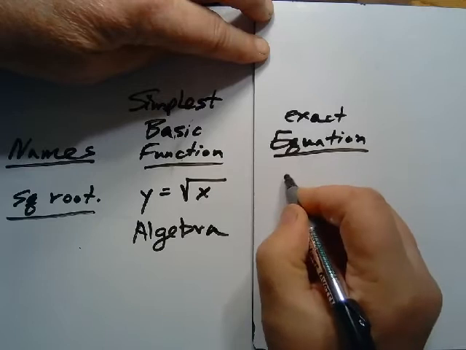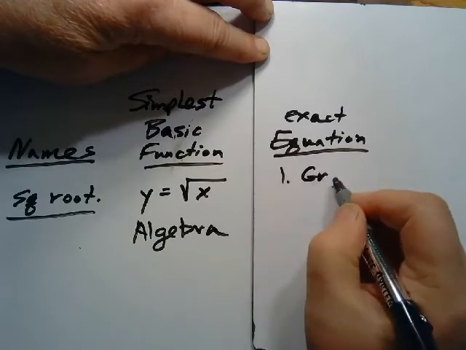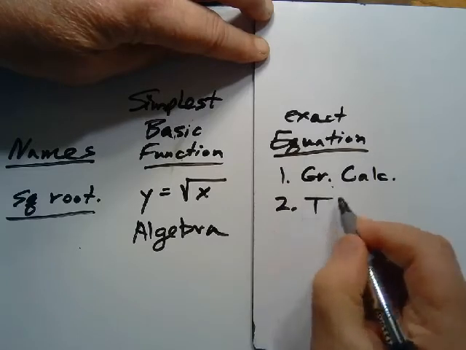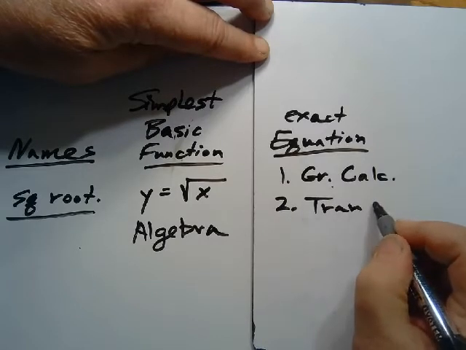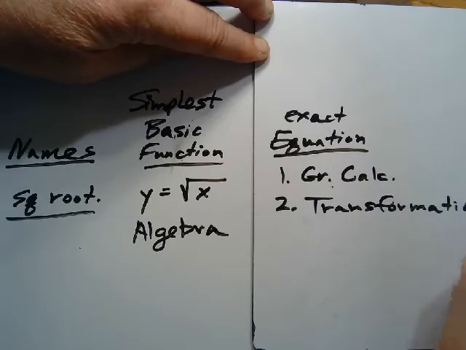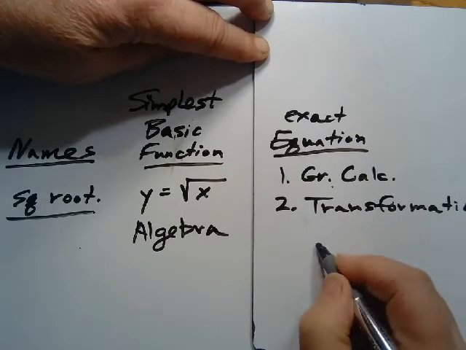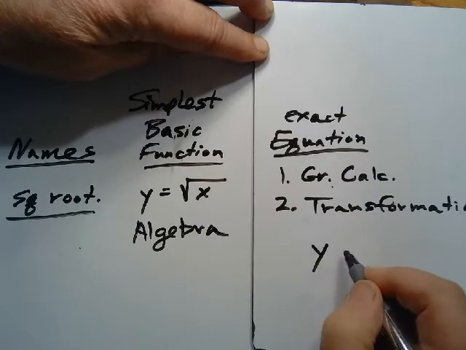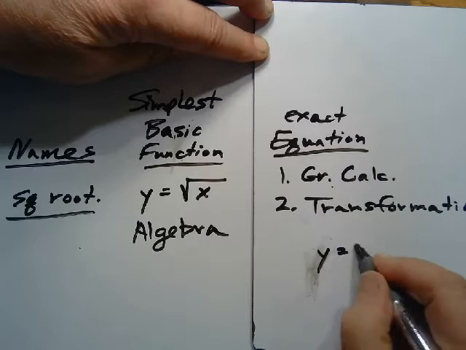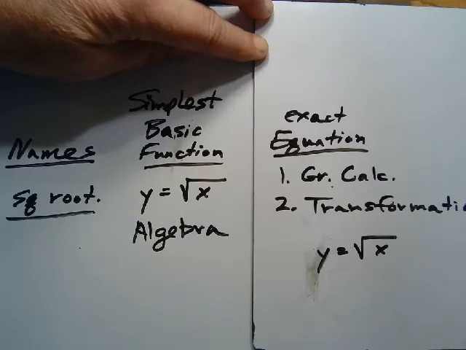And many times we'll do that by using the graphing calculator, but we also need to understand all that comes with what's called transformations. Transformations is where we take a function. Let's just take a simple function, this one we've got here. Y equals the square root of x is the basic function.